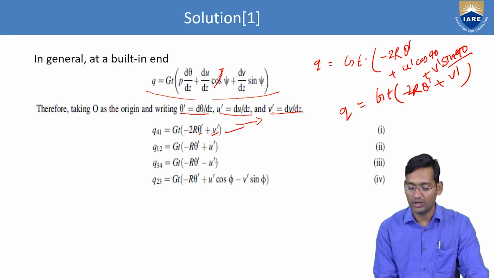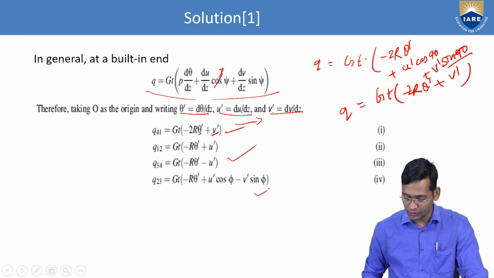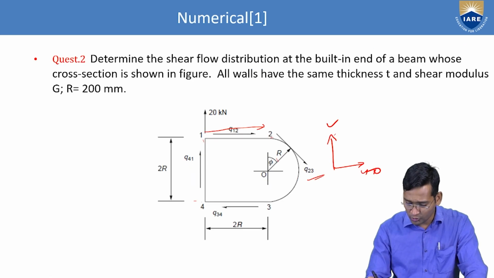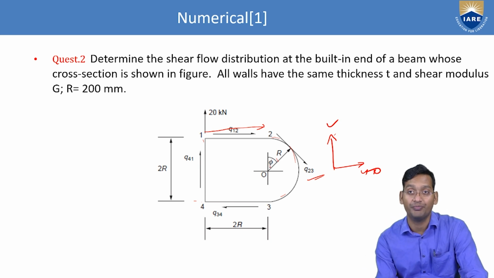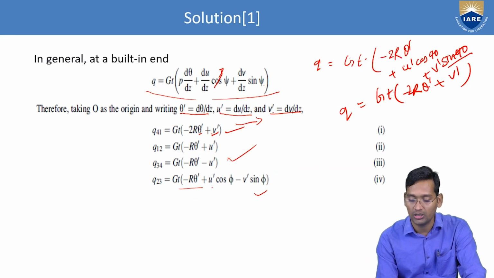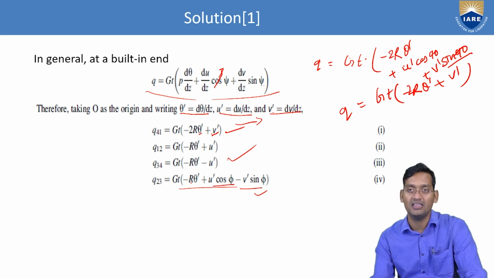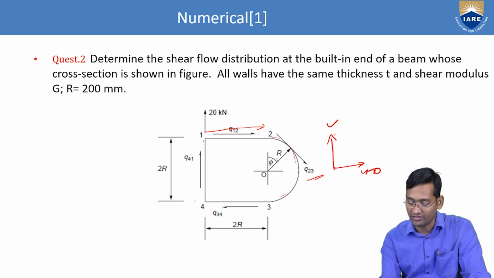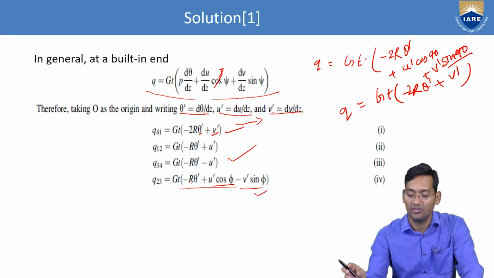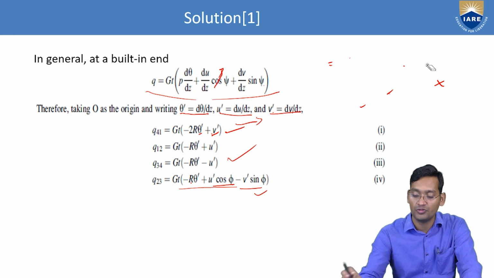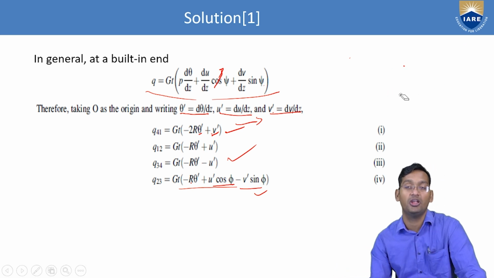Similarly, you can find Q12, Q34 and Q23. Just see Q23. Here there is no perpendicular condition, so whatever angle is given here, that is phi. This phi you have to take. That's why all the terms will be there: minus R theta dash plus u dash cos phi minus v dash sin phi. Let's see again with the direction: this is v, this is u. Along this, u is positive and v is negative, so v dash sin phi. Now we again have the first 4 equations, that is the shear stress distribution. For that, what is required?